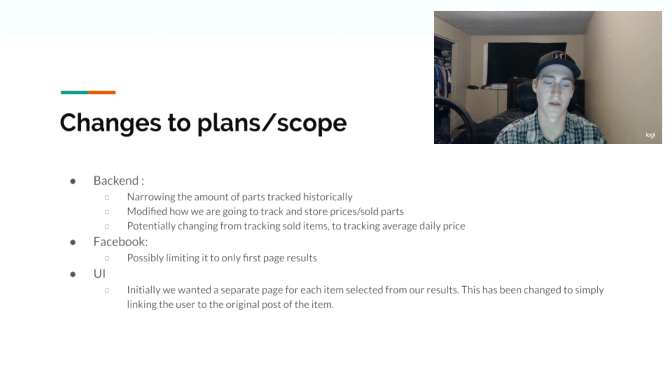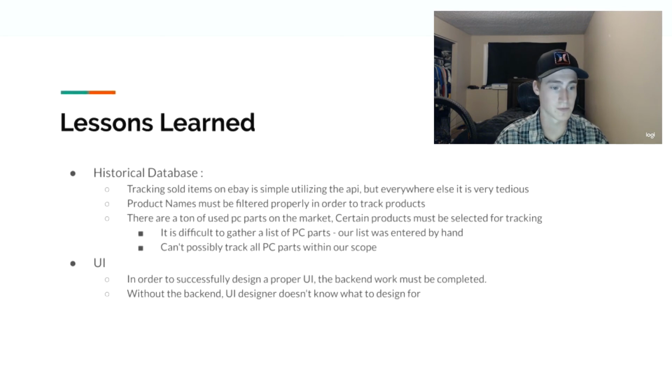Next, the user interface. Initially we wanted a separate page on our site where you could click on the item and see the item's details, similar to PC Part Picker. This is easier said than done, and we've adjusted this given time restraints and the amount of work that would have to go into that, so that when you select an item, it will take you back to the original post, whether that be Craigslist, eBay, whatever. And that is not implemented yet. That decision is made, and all that it takes is a stored URL. It shouldn't be too hard to implement, and shouldn't set us off track at all.